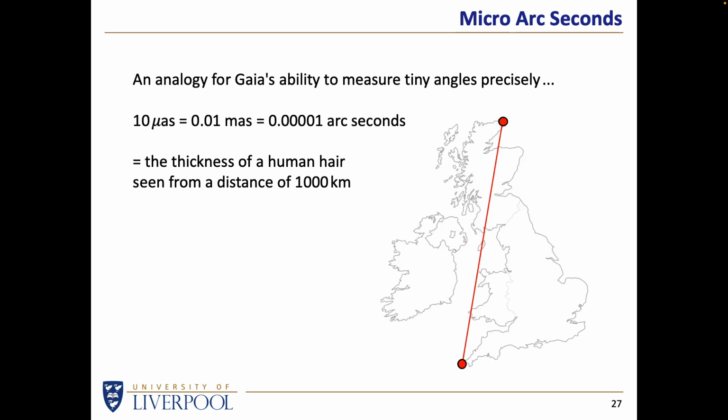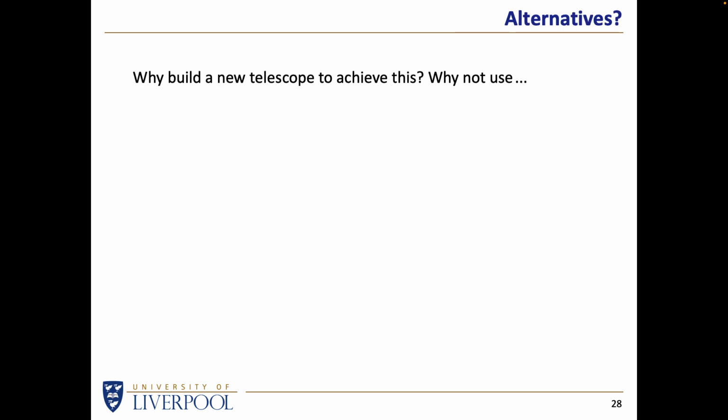Imagine you were standing in Land's End and you were looking at somebody in John O'Groats holding up a grain of sand. And you can measure the position of the grain of sand to within the precision of the width of a human hair. That's what Gaia is capable of doing. Absolutely phenomenal. But why build a new telescope? Aren't existing telescopes up to the job?